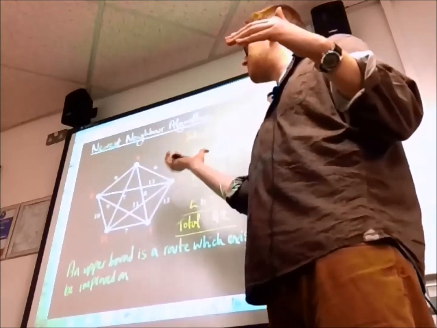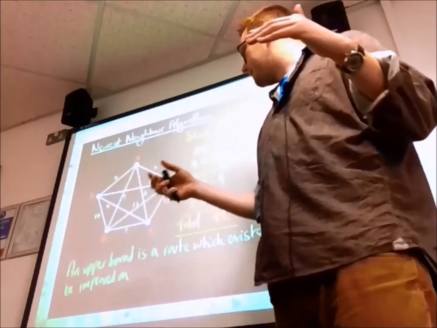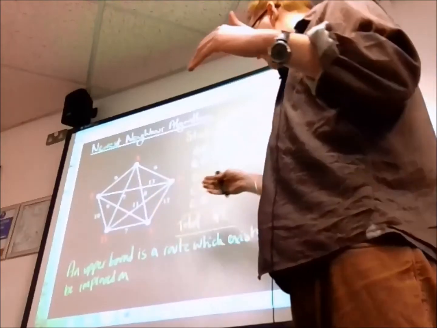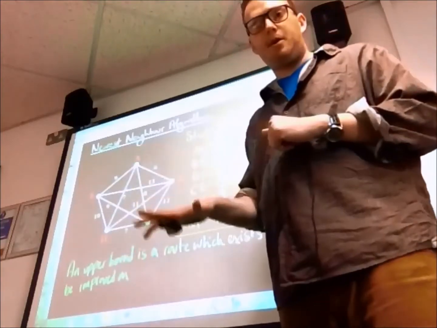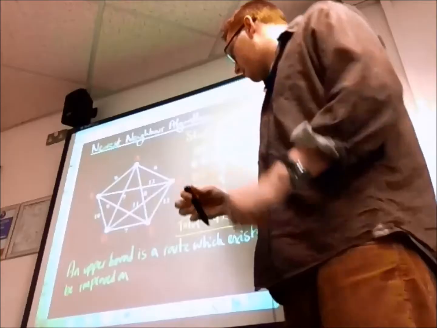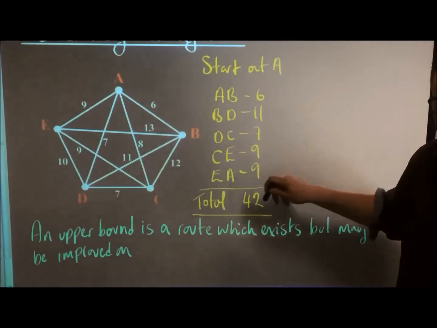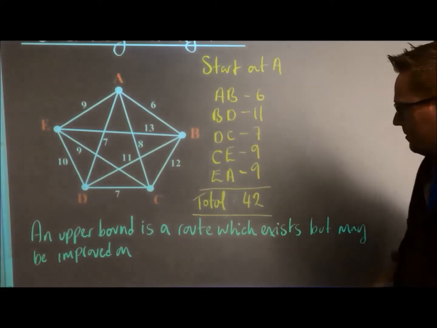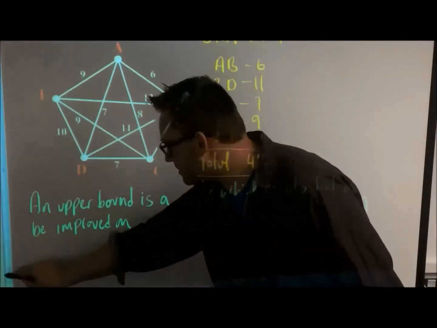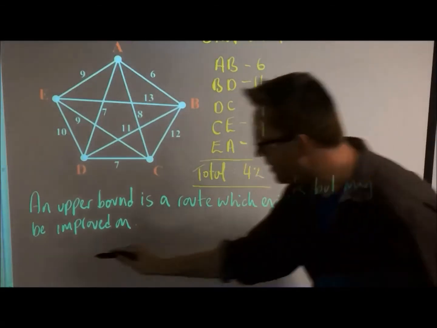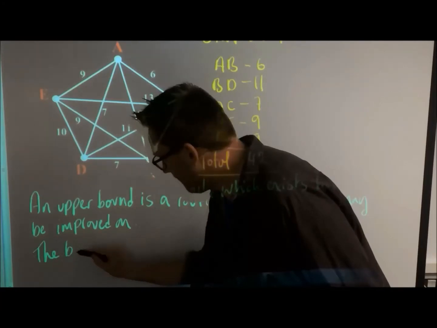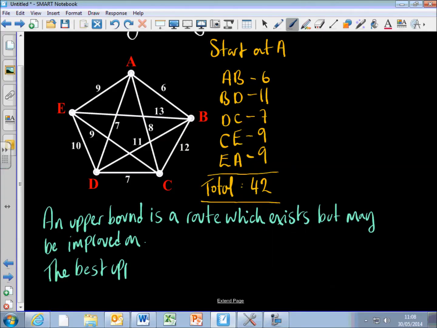Okay. Now if I was to do this nearest neighbour again, which I'm going to do in a second, starting from a different vertex, then this upper bound, 42, might come down. Next time I do it, it might come down, and then I've improved upon it. So at the moment, 42 is the best upper bound. So you have to remember these definitions. An upper bound is a route which exists but may be improved upon. And the best upper bound is the lowest upper bound.